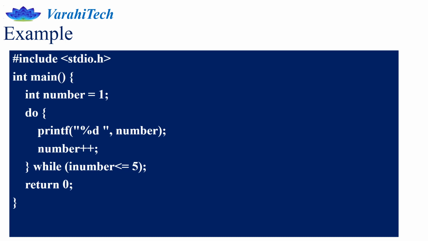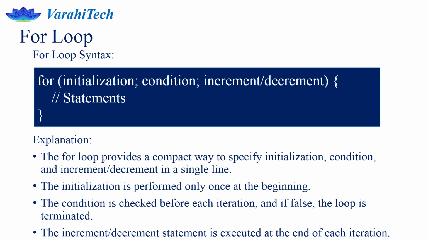The return 0 statement signifies the end of the main function and the successful execution of the program. Using do while loop ensures the loop body is executed at least once before checking the condition. In this case, the loop prints the value of number and increments it by 1 until the value reaches 5. After the loop terminates, the program finishes executing.